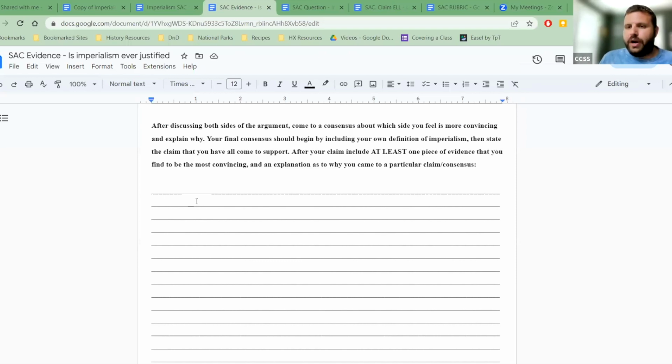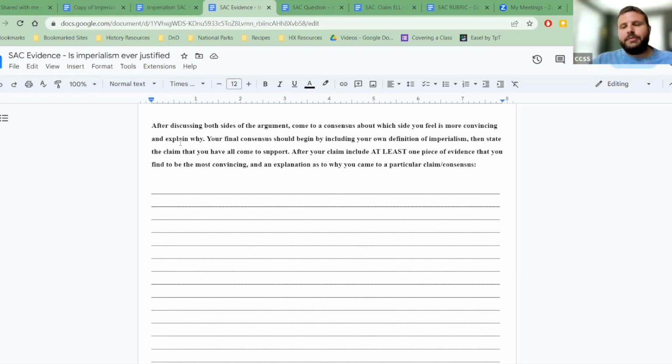And then here, this is where we have our final argumentation, right? So it's very similar to the elements that we would look for in a historical argument, except it's based on a discussion. After discussing both sides of your argument, come to a consensus about which side you feel is more convincing and explain why. Your final consensus should begin by including your own definition of imperialism and state the claim that you've all come to support. After your claim, include at least one piece of evidence that you found to be the most convincing and why that helped you come to that particular consensus.